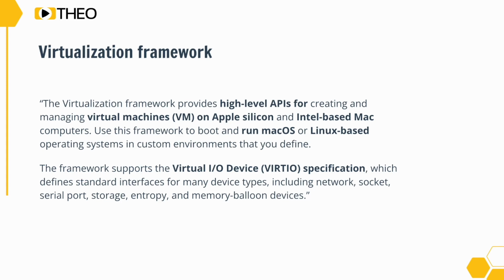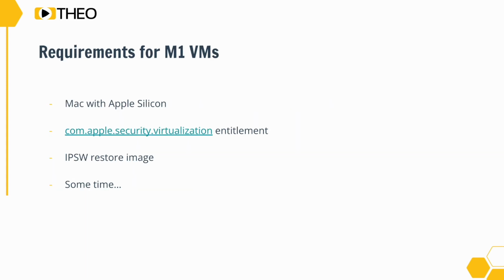And it gives you the virtual I/O device interface to have a network interface, hard drive, socket, all these things. To have a macOS virtual machine, what you need right now is a Mac with the Apple Silicon chipset. So if you have an Intel Mac, you are out of luck. You cannot emulate or simulate a virtual machine with macOS. You can still do the Linux part, that's fine, but not for macOS.